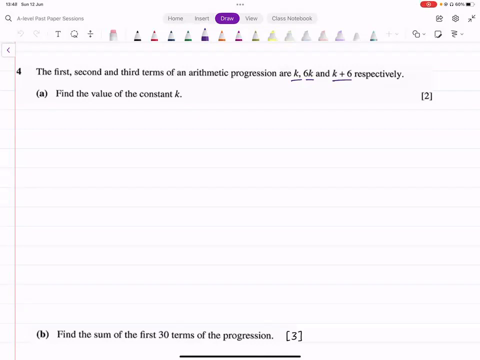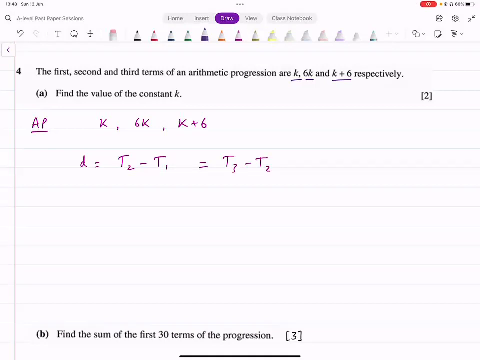All right, so it's an AP, remember? In an AP, the difference between the terms is constant. So the first term is k, the second term is 6k, and the third term is k plus 6. Now, since the difference is supposed to be constant, we could find the difference multiple ways. Difference is equal to term 2 minus term 1, right? And the difference is also equal to term 3 minus term 2, right? The difference is supposed to be constant.